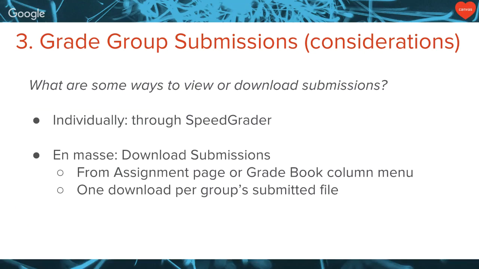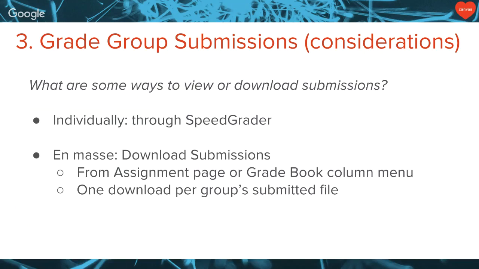Downloading one submission at a time through SpeedGrader works the same way that it would with an individual submission. Just like using a group assignment changes the flipper of SpeedGrader from being a student flipper to a group flipper, setting an assignment to be a group assignment also changes the behavior of download submissions back on the assignment page or in the gradebook column menu. So within your zip file for bulk download submissions, you'll get one download per group's submitted file with the group name prepended to the submission file name.